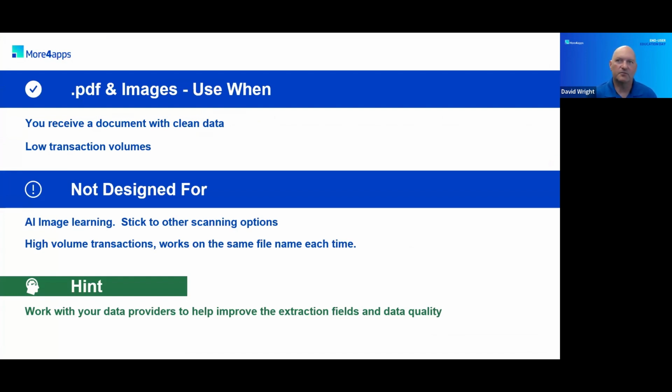I'd say that the number of documents is small because you have to refresh each time you replace that document. It's not an AI image learning type thing. So once you've figured out one problem, unless you can fix it in that manipulation, it's not going to remember that issue, especially with the images. For that sort of thing, stick to other scanning options that are out there. It isn't, like I said, designed for high volume transactions, especially since it's working on the same file each time. Now, there could be ways around some of this. I just didn't figure out what they were. If you've got a Power Query expert, they'd probably know more than I do around that area.